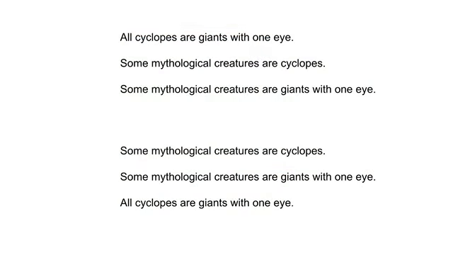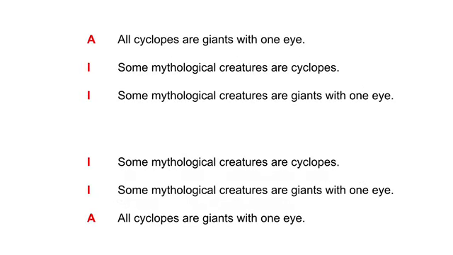All right, let's take a look at those two again together. We've got the same words, and you notice that they're simply arranged in a different order. Now, let's go through and actually label what kinds of propositions these are, right? A, E, I, and O. All right, let's go through and label those.